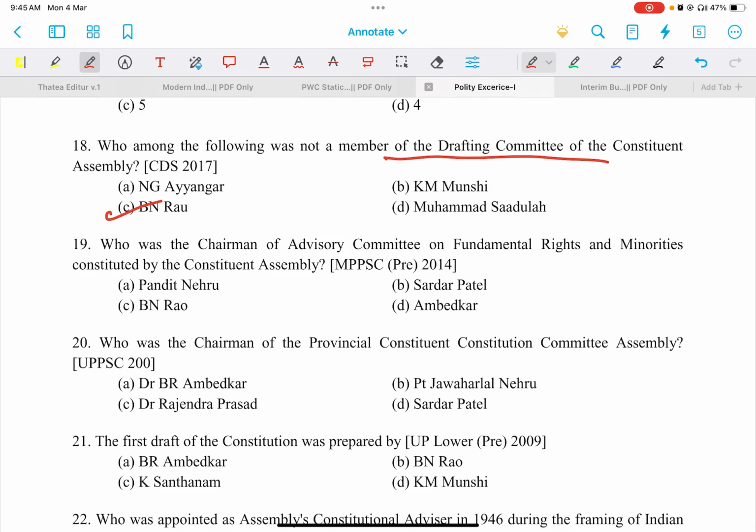Who was the chairman of Advisory Committee on Fundamental Rights and Minorities constituted by Constituent Assembly? Sardar Patel.